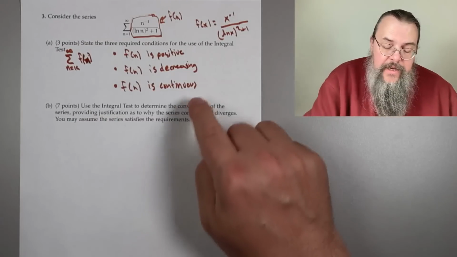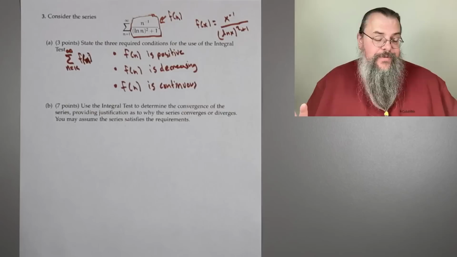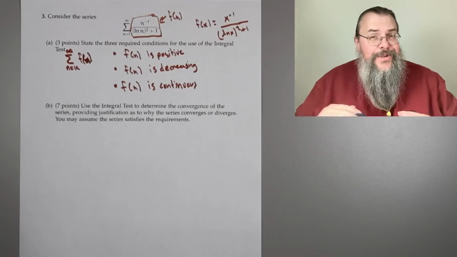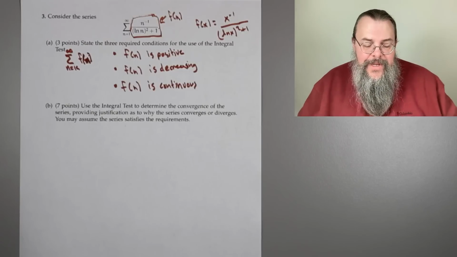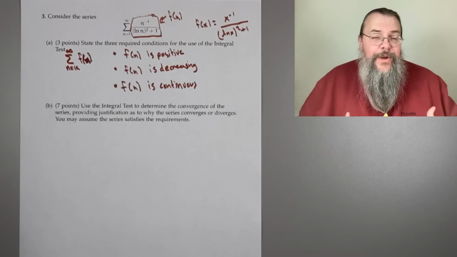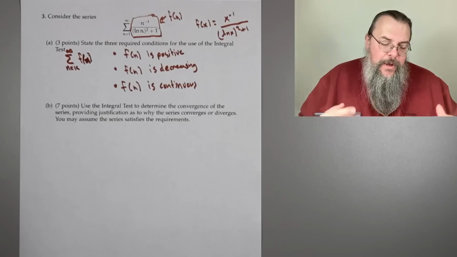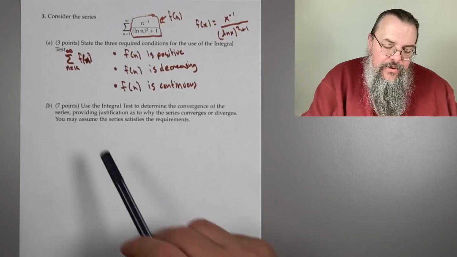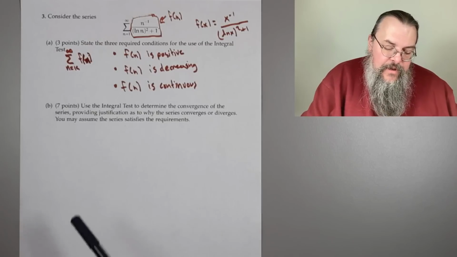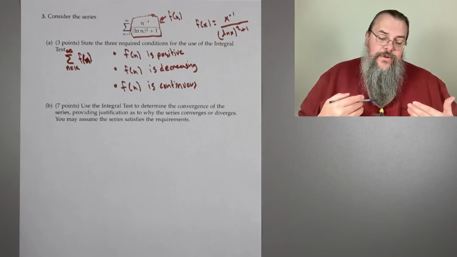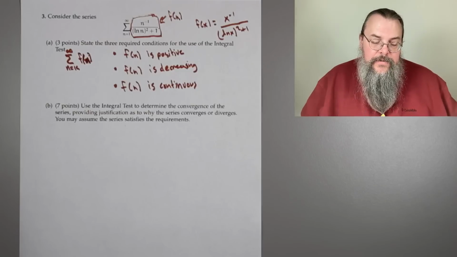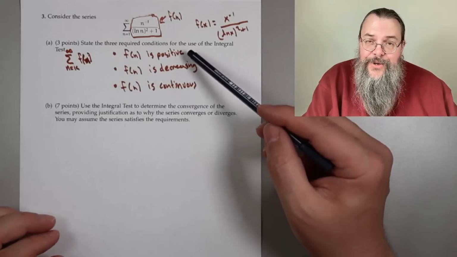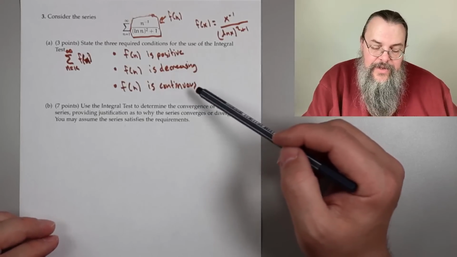Now notice part A is just completely general. It's actually not tied to this particular problem. It's really saying, hey, do you understand the integral test? Oftentimes we apply things, but we may forget about conditions. But now we're going to go into the applications. So part B, use the integral test to determine the convergence of the series, providing justification as to why the series converges or diverges. You may assume the series satisfies the requirements. In other words, we don't have to show that we're positive, decreasing, or continuous.